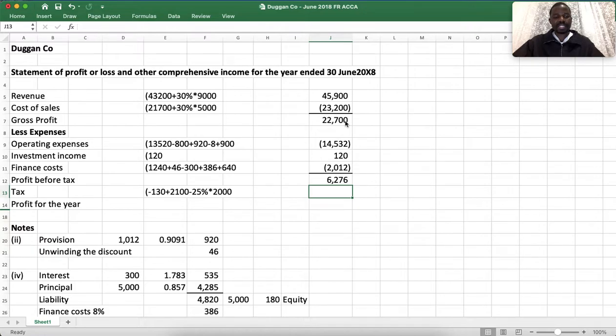Then our tax, we've got 130, of which we take it off from 2.1. We also have got the deferred tax. Then we sum up that to get the profit for the year. This is what was expected of us in the September, December 2018 question.